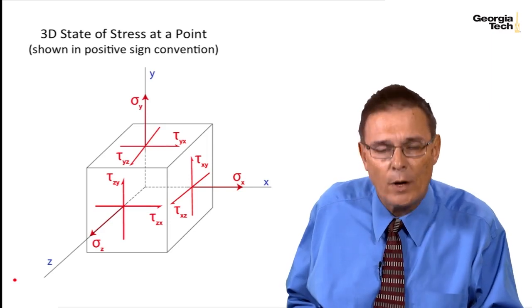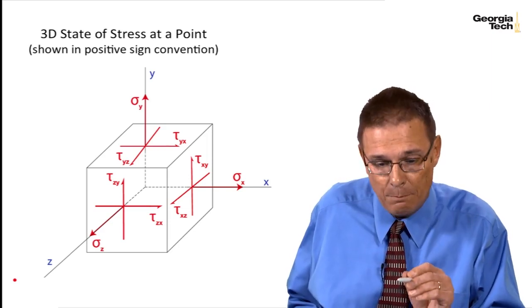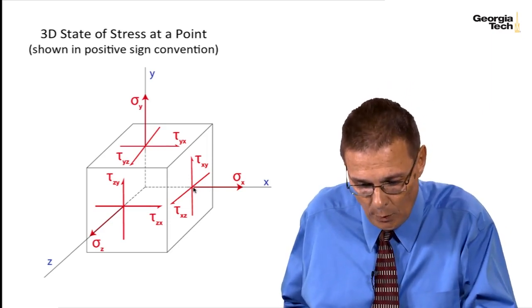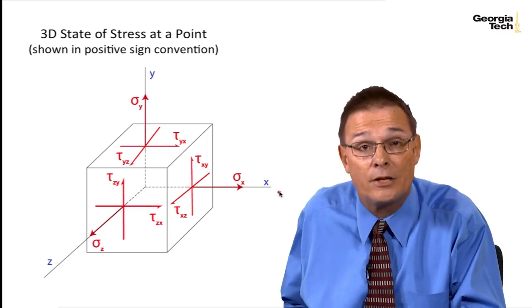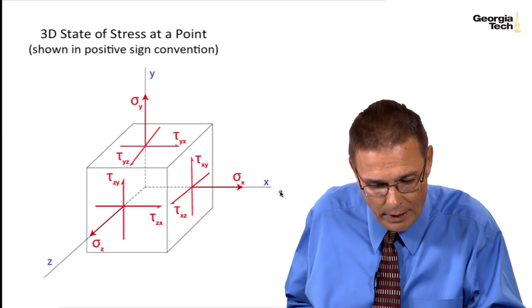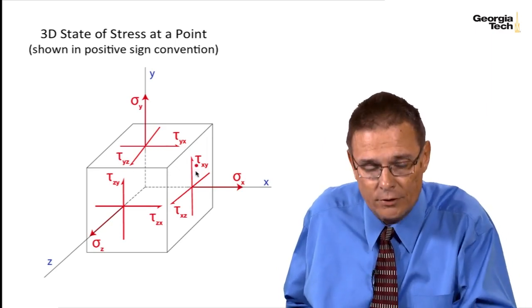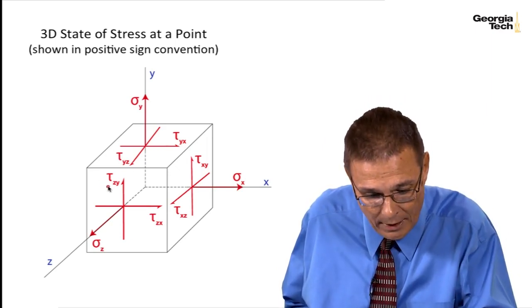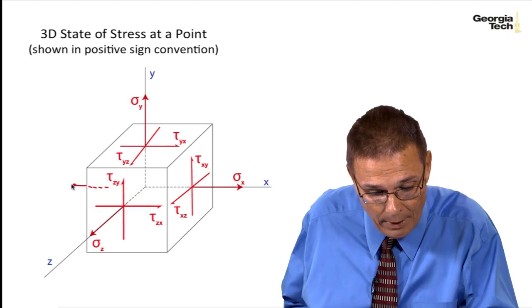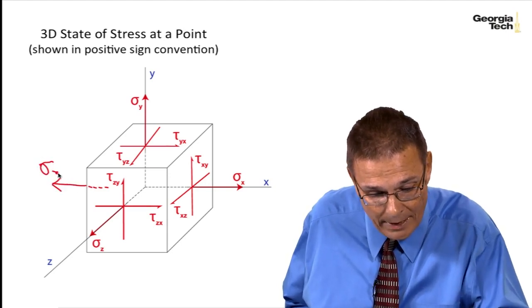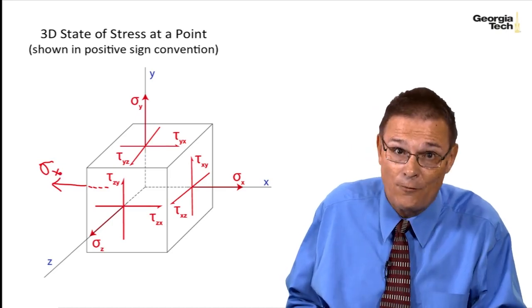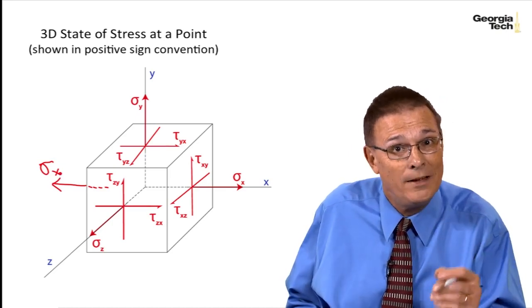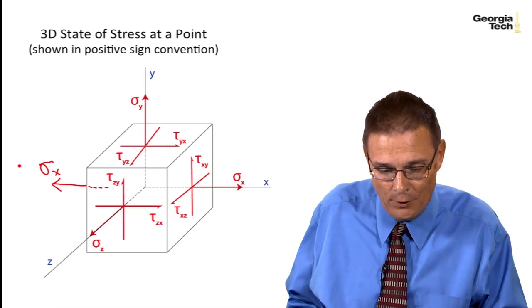I've shown the stresses on the cube in the positive sign convention. So I have a positive normal stress in the x direction on the positive x face. Likewise, and I haven't shown it, I've only shown stresses on the positive faces, but likewise, I have a positive stress in this direction, sigma x, because it's in the negative x direction on the negative x face. And so a negative times a negative is the positive sign convention.